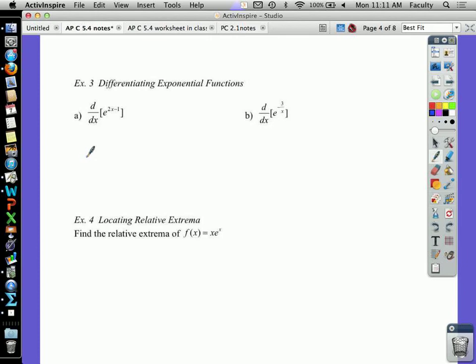In letter A, if I want the derivative of e to the 2x minus 1, it's e to the 2x minus 1 times that derivative of the exponent. So this is 2e to the 2x minus 1. All right, try letter B.